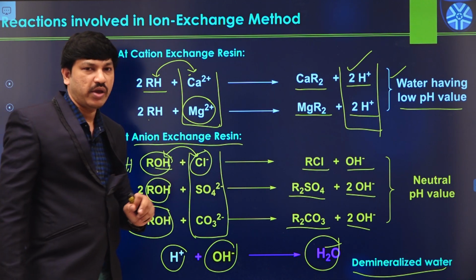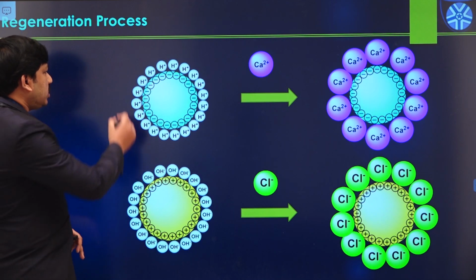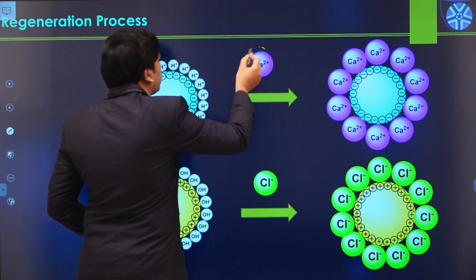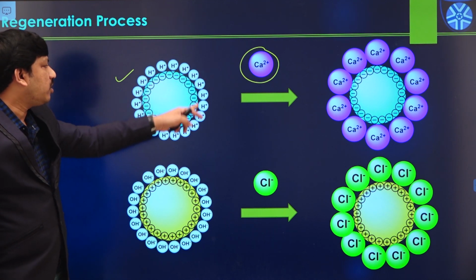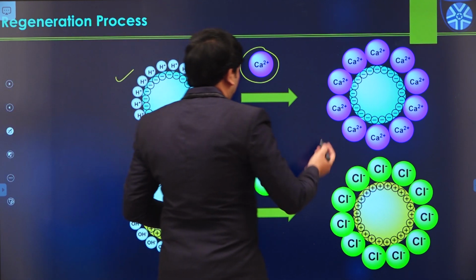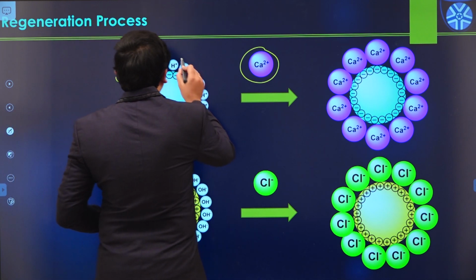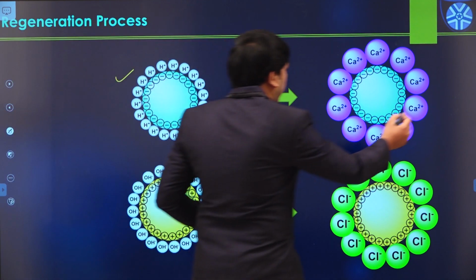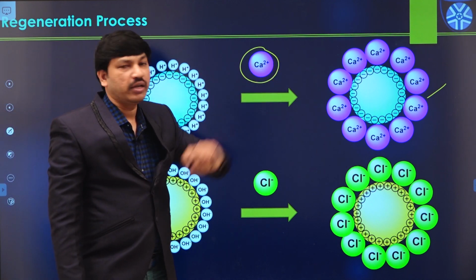Okay, this is fine. But the problem is, so this is our resin. Now we are sending water toward the cation exchange resin. All types of cations, let us say calcium in this case, replace all the protons available on the resin surface like this. But if you do the same process continuously, what will happen? At a certain point of time, all these protons are completely replaced by calcium cations like this.